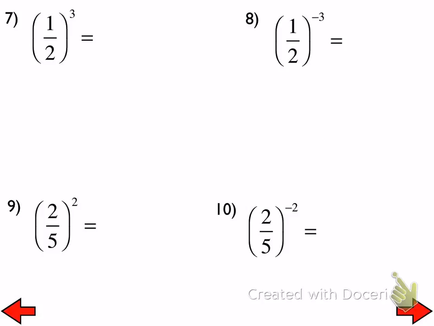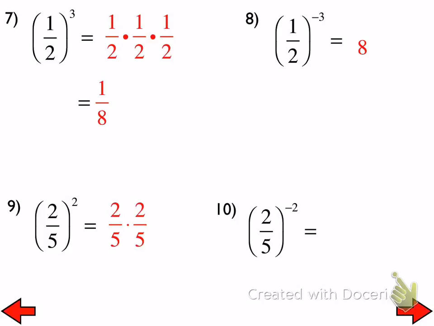All right, so let's look at 7 through 10. 7 through 10 are very similar to the ones before. The only difference is now we have a fraction inside our parentheses. So I'll do 7 and 8, and you'll do 9 and 10. For 7, I have (1/2) cubed. So I have 1/2 times 1/2 times 1/2, which is 1/8. For number 8, I need to find the reciprocal of 1/8, which is 8. Go ahead and do 9 and 10, please.